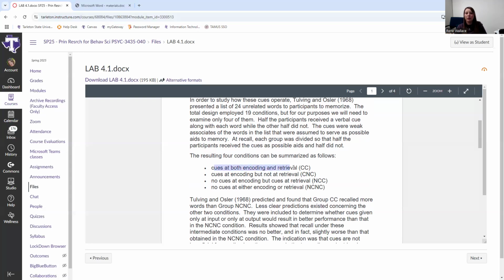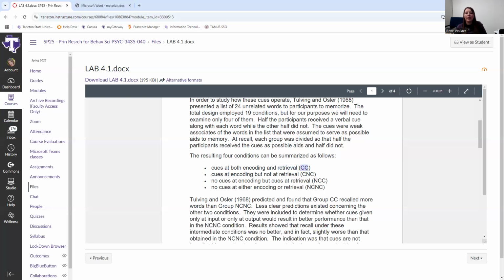Cues at both encoding and retrieval. So we have this random list of words you're going to want your participant to memorize. And for this condition, your first participant, so to speak, you're going to give them this cue, like this memory aid word at encoding. So when they're memorizing the list, and retrieval, when they're trying to write down as many words as they can remember. That'll be your group called CC.